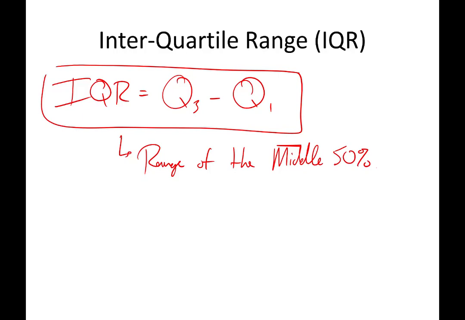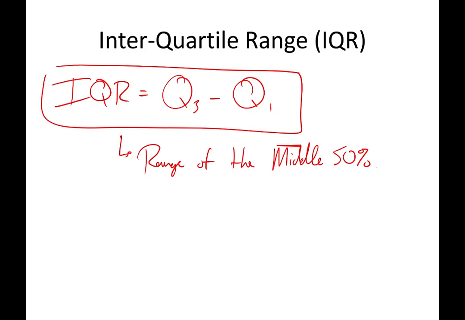Which is kind of a measure of variability, because you figure the middle 50% of your data set is kind of like average, or those are the common values, that's where you'd expect to see things, in the middle 50%. So observing the range in the middle 50% kind of makes sense. So this is what we call IQR.